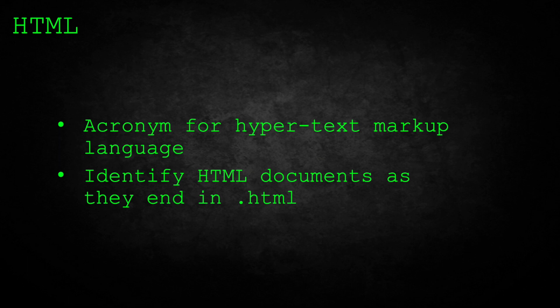HTML is also the file extension of the document you're working in. A file extension is a set of characters that come after the name of a file, and they're separated by a dot. In the case of an HTML document, the extension is .html.